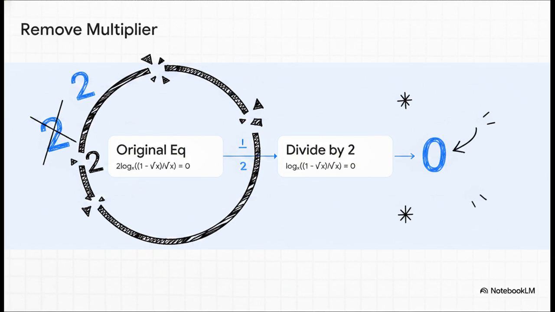So if we just divide the left side by 2, it cancels out. And what happens on the right side? Well, 0 divided by 2 is still just 0. Just like that, our equation is simply log base x of our messy fraction equals 0. The outermost layer of the puzzle, gone.